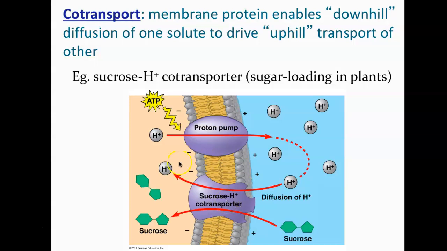Okay, so you see how this is combining a proton pump with what's called a co-transporter. So as hydrogen comes back in, there's a conformational change in the protein that now allows sucrose, and it's just more energy efficient to do it that way.